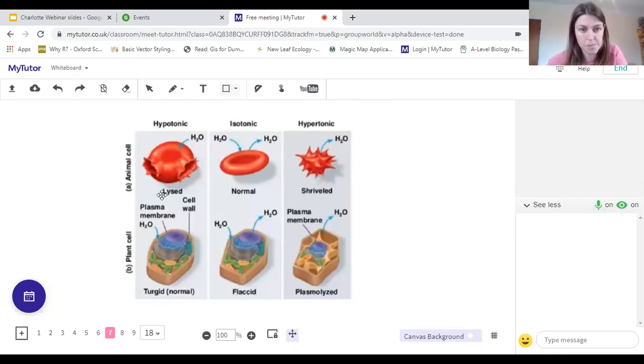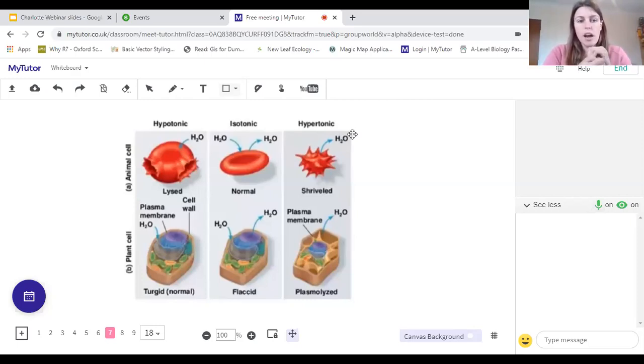Burst. In contrast, if you've got a hypertonic solution outside the cell, remember hypertonic means high, lots of solute, which means it's very concentrated and there's less water outside. Inside the cell, there's a lower concentration of solute, so a higher concentration of water. The water always wants to move down the concentration gradient, so it moves out of the cell. You can see H2O moving out there. That means that the cell will shrivel down.